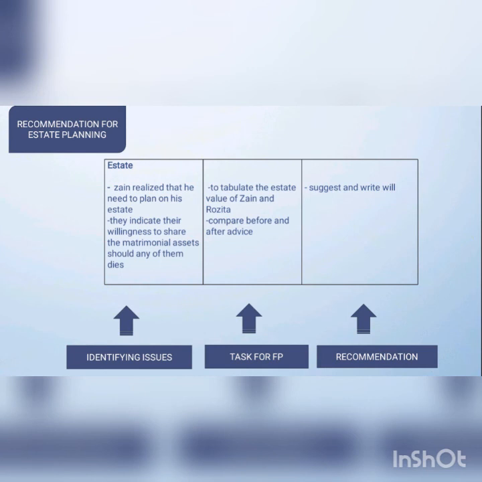Last but not least, it is the recommendation for estate planning. First, as usual, identifying issues. Zain realized that he needs to plan his estate. Both Zain and Rozita indicate their willingness to share the matrimonial asset when any of them dies. Task for financial planning is to tabulate the estate value of Zain and Rozita, and compare before and after advice for a better solution. Recommendation is to suggest and write a better will.